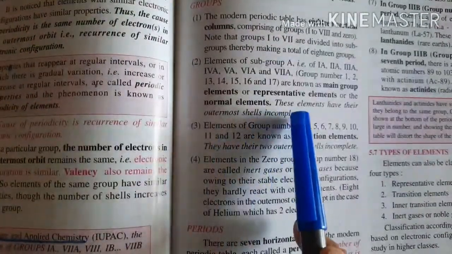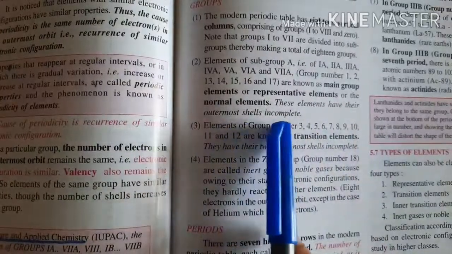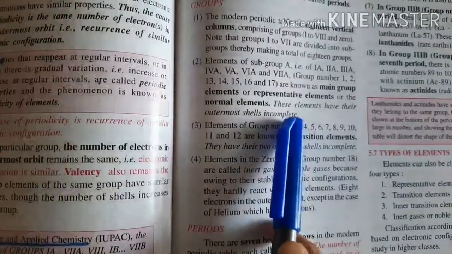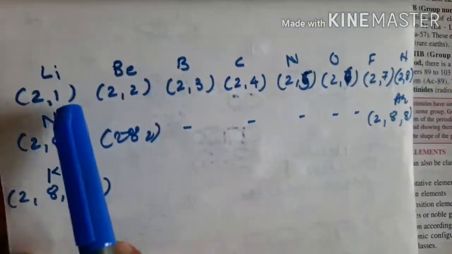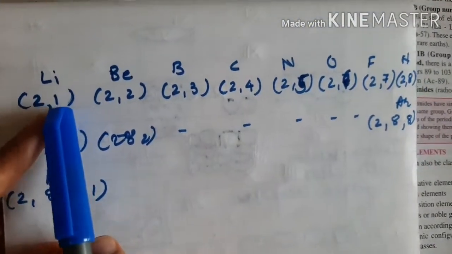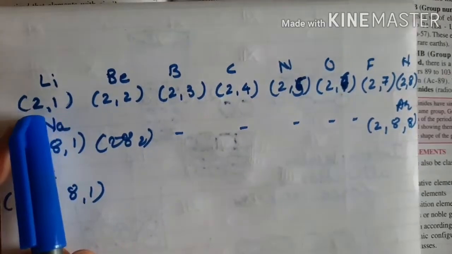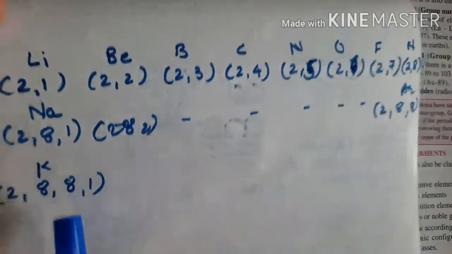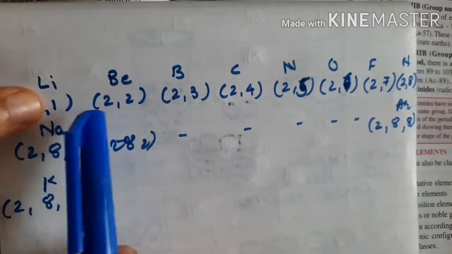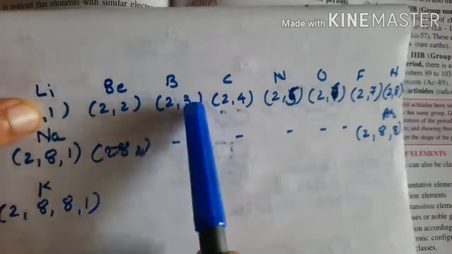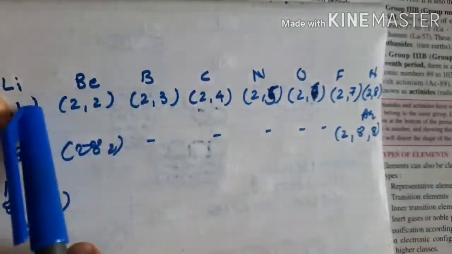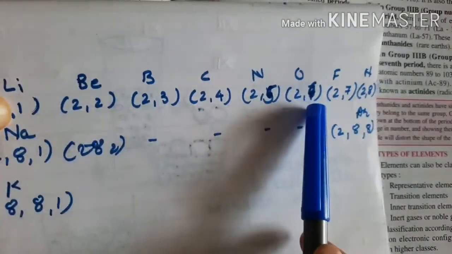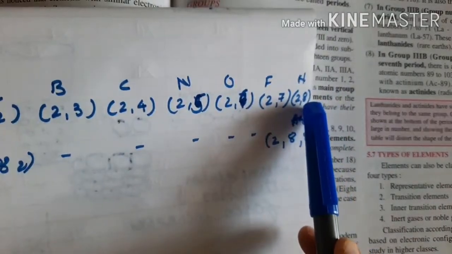These elements have their outermost shell incomplete, as I show you here. This is the incomplete outermost shell. Here the capacity of the first shell is 2 and the second shell is 8 electrons, but here, instead of 8, it is written 1, 2, 3, 4, 5, 6 and 7. So these are incomplete. Complete means that here the 8 is completed, which is neon.